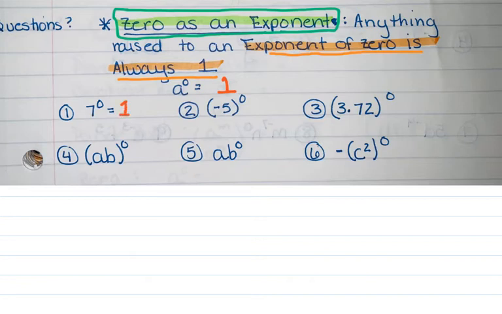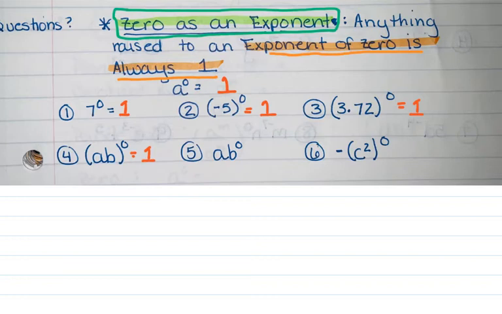Negative 5 raised to the 0 exponent is 1. 3 and 72 hundredths is 1. Even products raised to the 0 exponent is a 1.